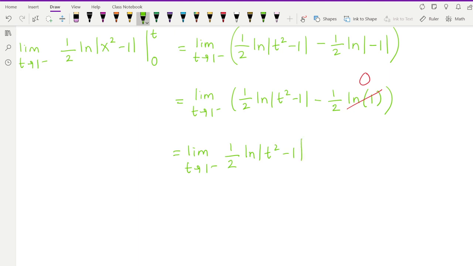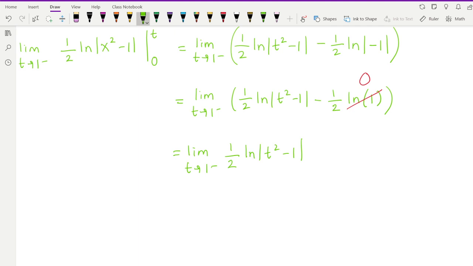Okay, so now we can think about what is going on with this limit. What does it mean to take the limit as t approaches 1 from the left? That would mean that you're plugging in numbers that are just below 1. So numbers like 0.9, 0.99, 0.999.